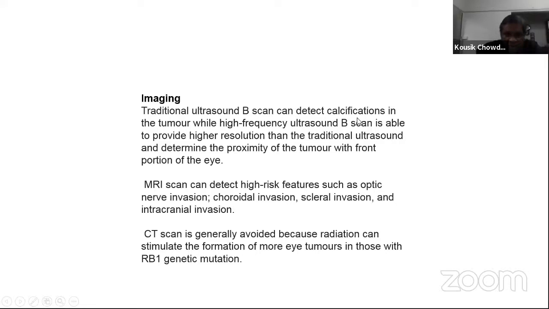Traditional ultrasound B-scan can detect calcification in tumor, while high frequency ultrasound B-scan is able to provide higher resolution than the traditional ultrasound and determine the proximity of the tumor with the front portion of the eye. MRI scan can detect high risk features such as optic nerve invasion, choroidal invasion, scleral invasion, and intracranial invasion. CT scan is generally avoided because radiation can stimulate the formation of more eye tumors in those with the retinoblastoma 1 genetic mutation, RB1 genetic mutation.